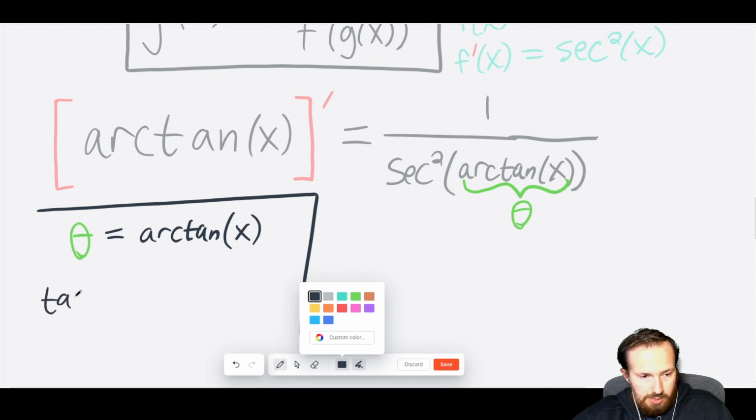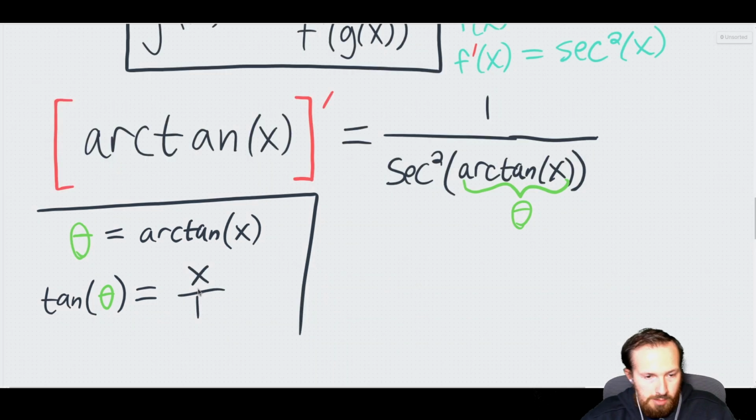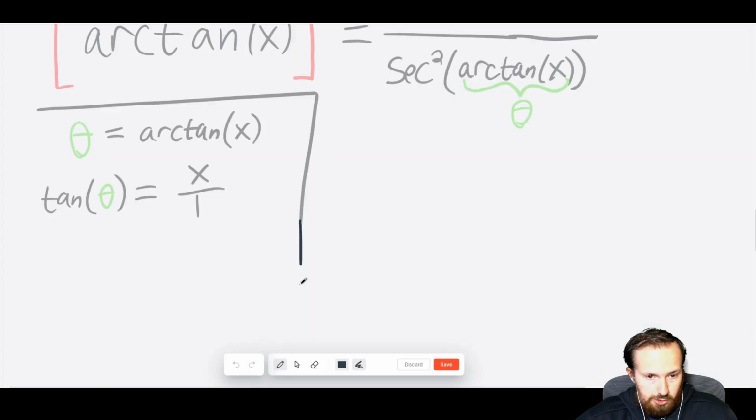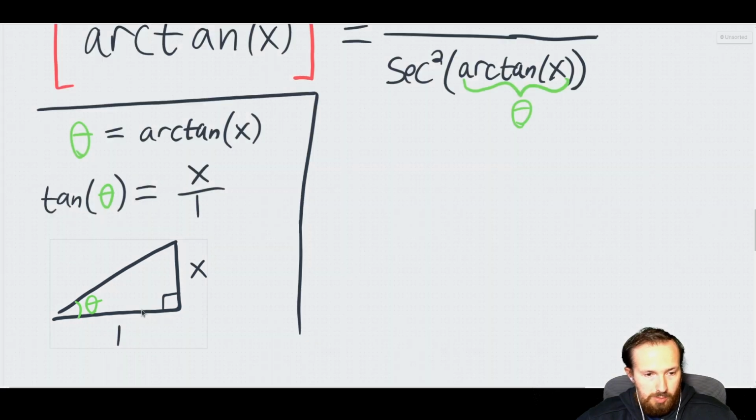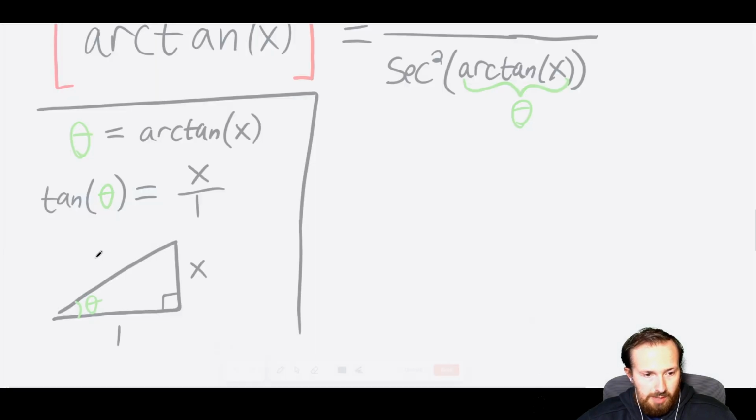So now it's going to be tangent of theta is equal to x, and you can think of it like x over 1. Now remember, tangent is opposite over hypotenuse, or sorry, that's sine. Tangent is opposite over adjacent, TOA, in SOHCAHTOA. So if this is theta, the opposite side would be x, the adjacent side would be 1. The question is, what is the hypotenuse now? We can figure that out with the Pythagorean theorem. It has to be square root of 1 plus x squared.